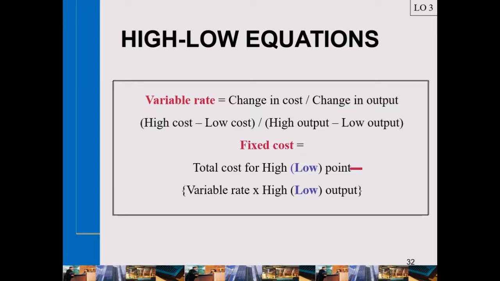So the formula for the high-low method: the variable rate is our slope parameter, and then our fixed cost is our intercept parameter. To get the variable rate, we have the change in cost divided by the change in output, or the change in cost can also be shown as your high cost minus your low cost, divided by your high output minus your low output.